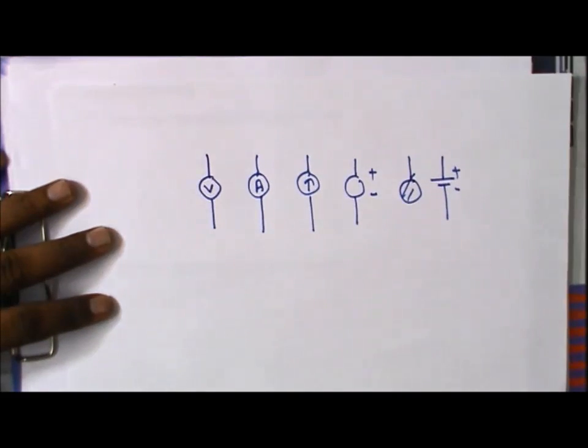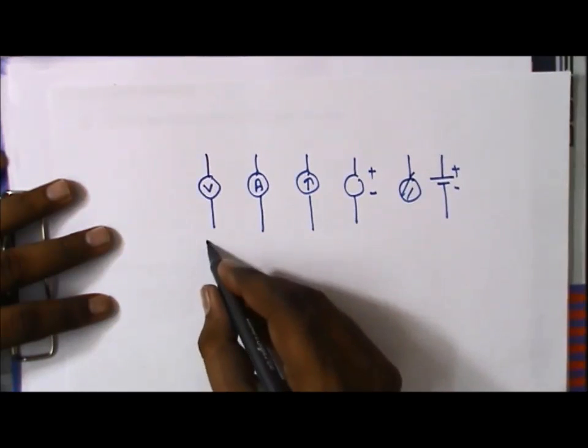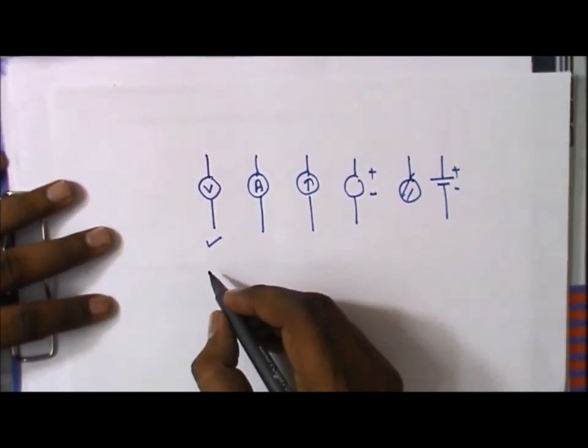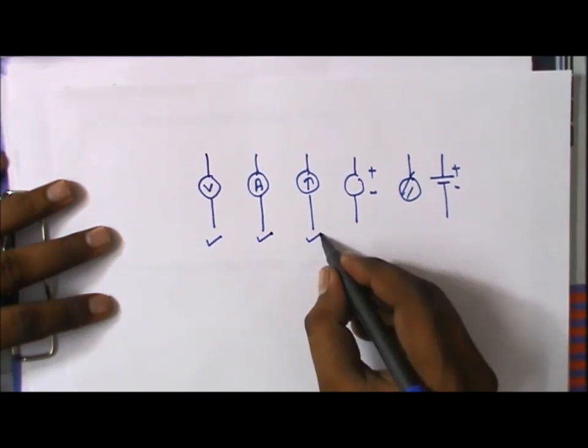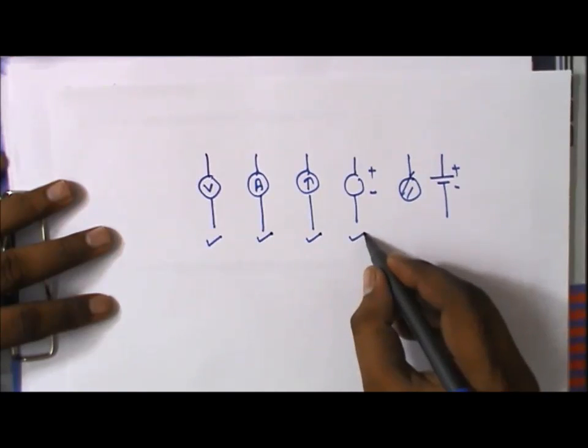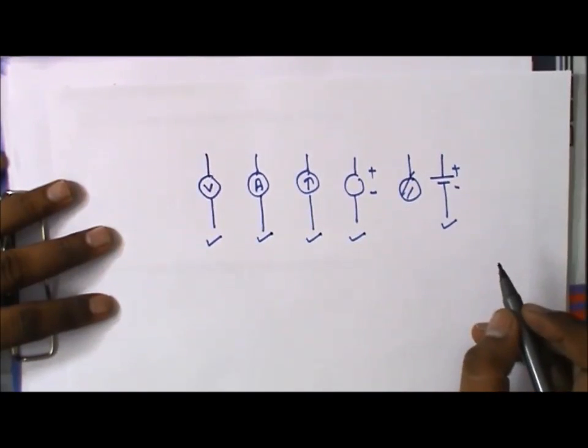So what does it indicate? What is the significance of these symbols? This is not a voltage source, it is a voltmeter. We indicate the voltmeter. This is a current source. Sorry, it is not a current source, it is an ammeter which measures the value of current. This is basically a current source. This is basically a voltage source. This is also basically a voltage source.